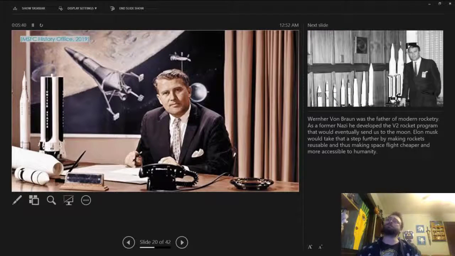And Wernher von Braun was the father of modern rocketry. As a former Nazi, he developed the V-2 rocket program that would eventually send us to the moon.